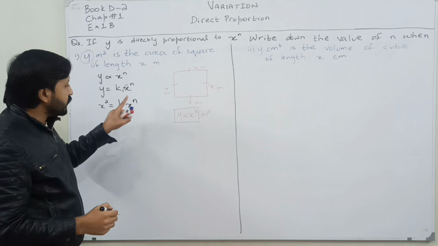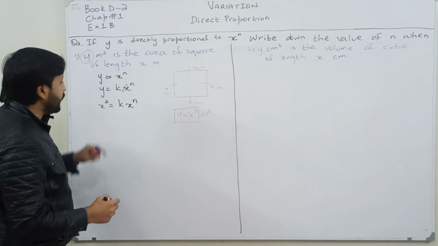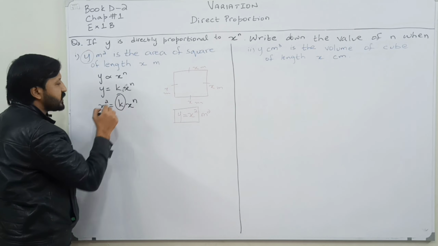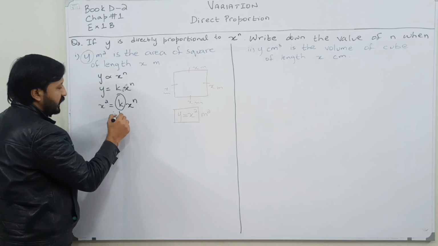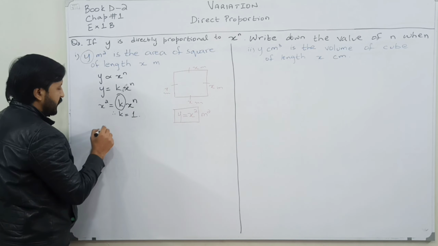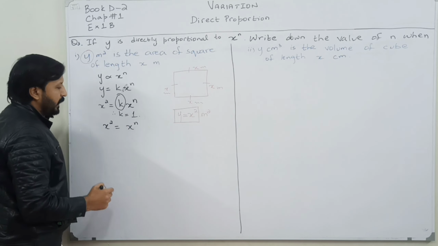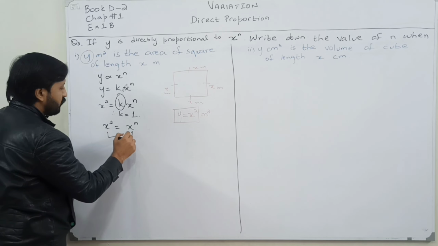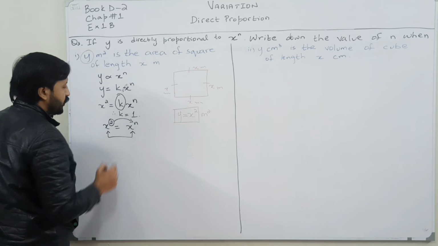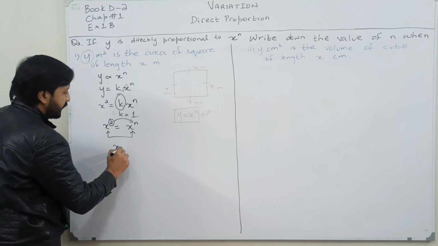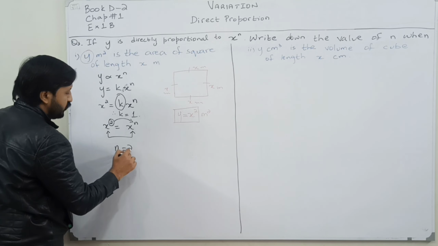Now we have to find out the value for this n. So we are assuming this k is equal to 1. Therefore k is equal to 1. Now x square will be equal to x to the power n. Now x is equal to x and n is equal to 2. So here we have calculated the value for n, which is n equals 2.